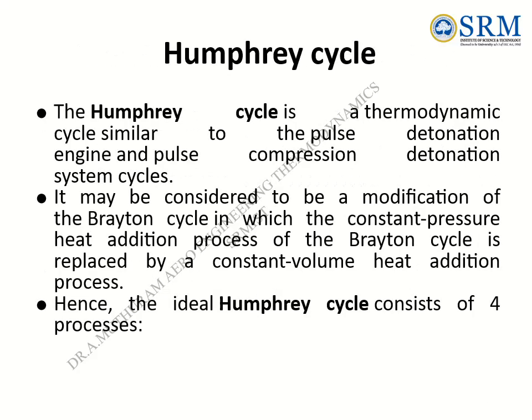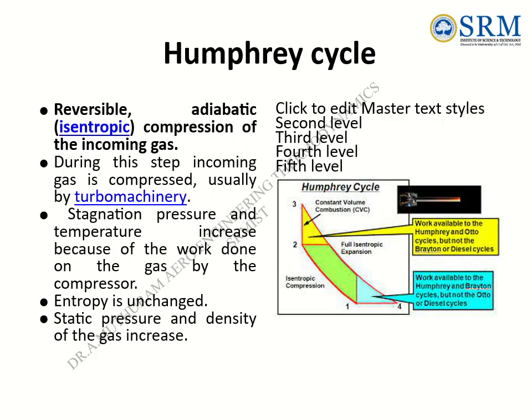The Humphrey cycle is a thermodynamic cycle similar to the pulse detonation engine and pulse compression detonation system cycles. It may be considered to be a modification of the Brayton cycle, in which the constant pressure heat addition process of the Brayton cycle is replaced by a constant volume heat addition process. Hence, the ideal Humphrey cycle consists of 4 processes: reversible, adiabatic, isentropic compression of the incoming gas.